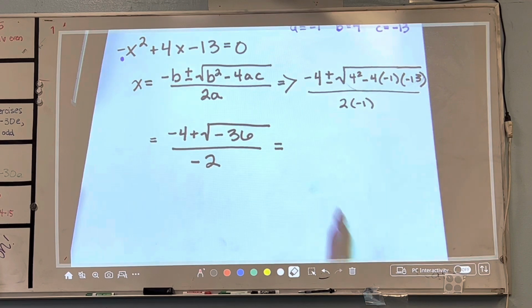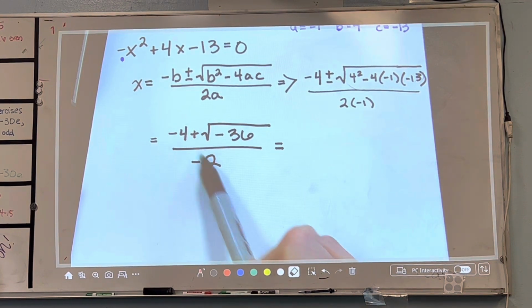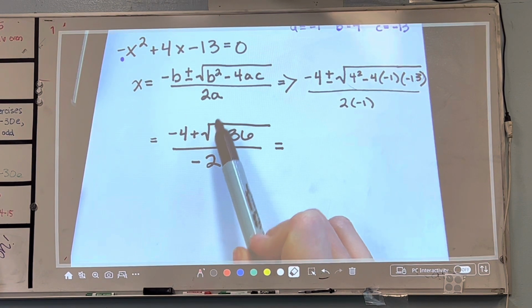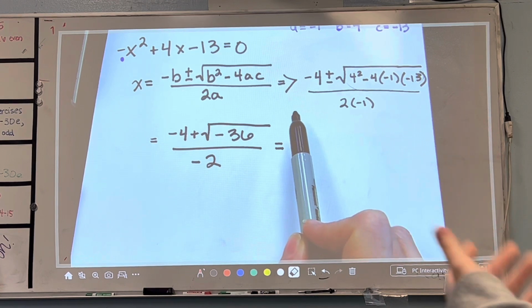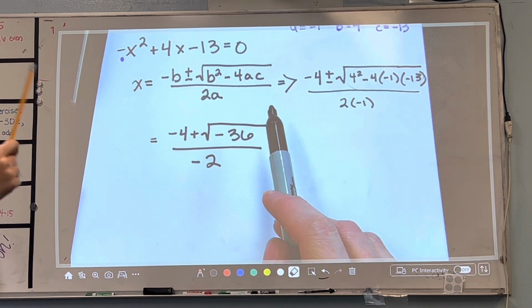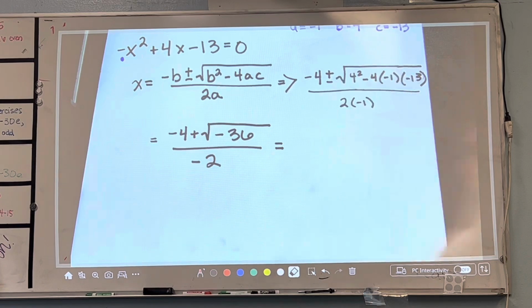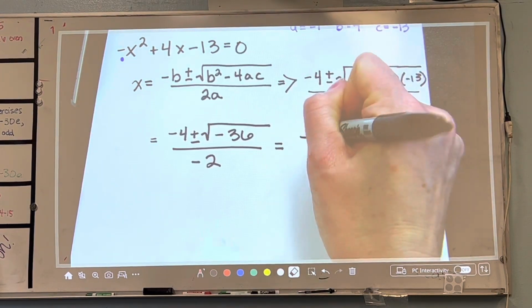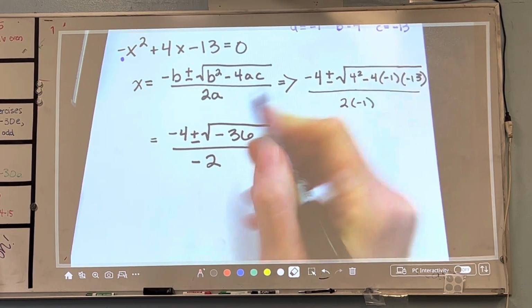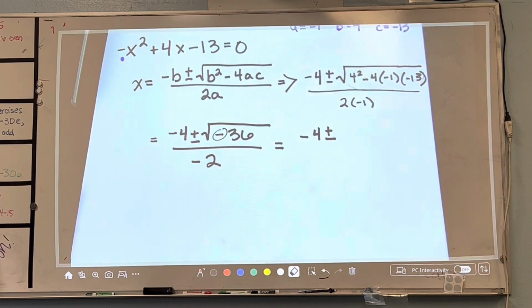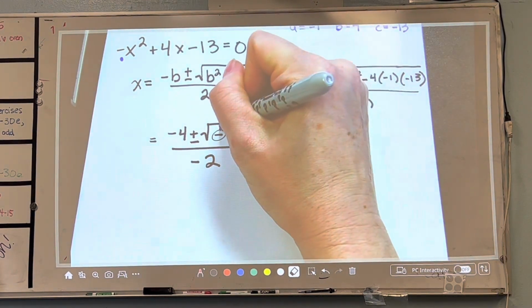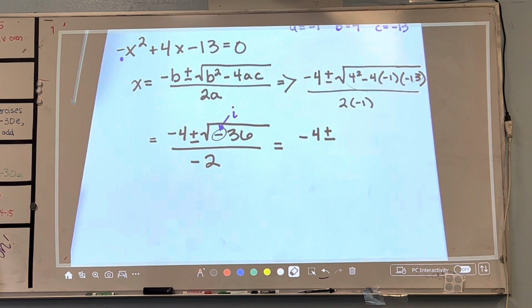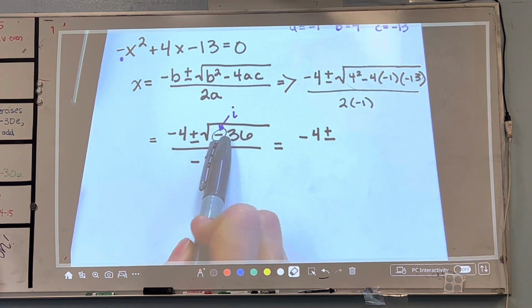Alright, what is the square root of negative 36? Does anybody know? It's 6. Imaginary 6i. Negative 6i. Oh, I forgot plus or minus. Why is it 6? Because of this negative right here. Remember that negative becomes the i. How did you not put that? That negative sign always becomes the i.